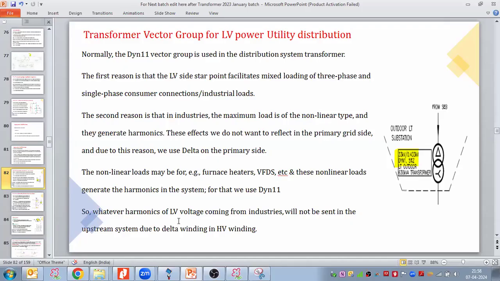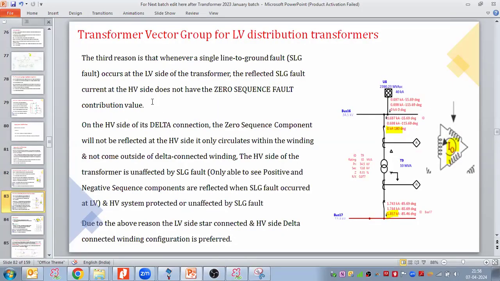So whatever harmonics of LV voltage come from the industry will not be sent into the primary system due to the delta winding on the HV side. The third reason is that whenever a single line to ground fault occurs at the LV side of the transformer, the reflected single line to ground fault current at the HV side does not have the zero sequence fault current contribution.